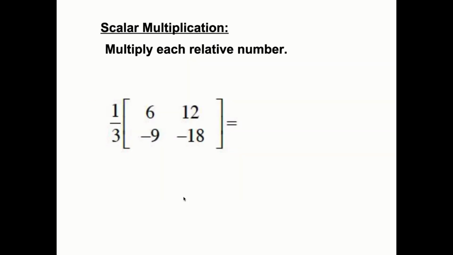All right, scalar multiplication is when you multiply each relative number by a value. In this case, we're multiplying by 1/3, which is the same as dividing by 3. So I'm going to divide each of these numbers by 3. So 1/3 of 6 is 2, 1/3 of 12 is 4, 1/3 of negative 9 is negative 3, and 1/3 of negative 18 is negative 6.